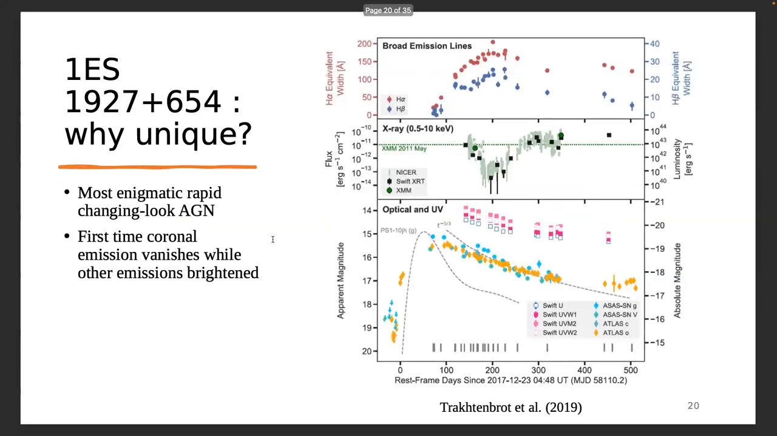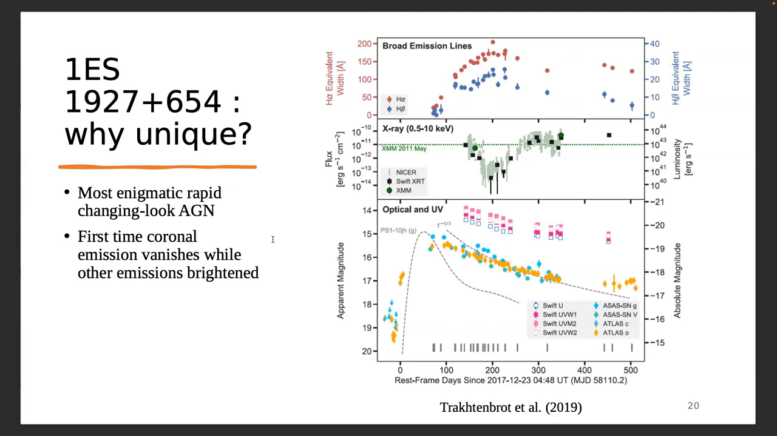Okay, let's now talk about the second object, 1ES 1927+654. Now, this is another changing-look AGN where the broad emission lines have appeared. It was a true type 2 AGN, because we don't see any column density of the order of 10^24 here, but still we don't see any broad emission line in the optical spectrum. But in December 2017, people found the presence of broad emission lines in the optical spectra.